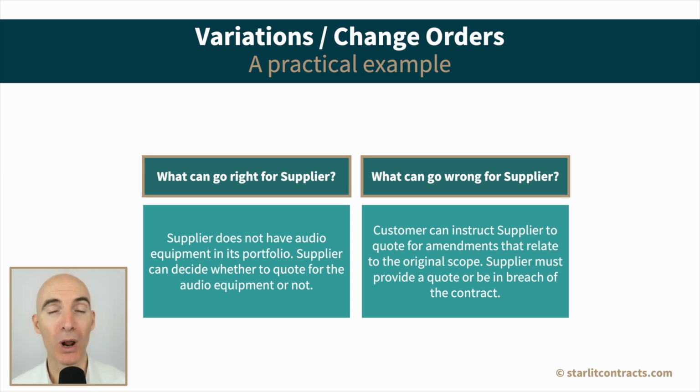What could go wrong for the supplier in this situation? Well, it might be that the supplier and the customer agreed in the contract that the customer is able to instruct or to mandate amendments to the contract when that amendment relates to the original scope of work. So it could be in this situation that the customer says, supplier, you might not want to provide me with a quote for this, however, the audio equipment is related to the original scope of work, the television, so you are required to provide me with that quote. This would mean that the supplier is essentially under an obligation to provide this quote, even when they would prefer not to.